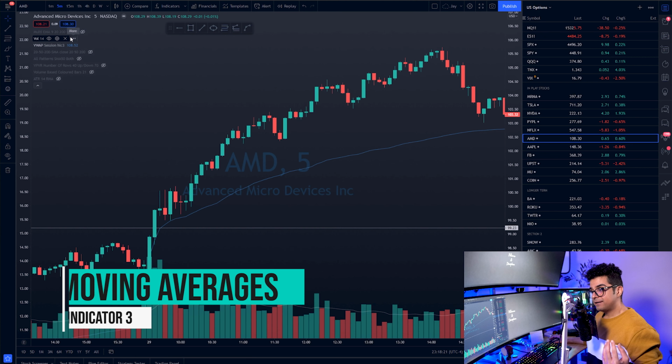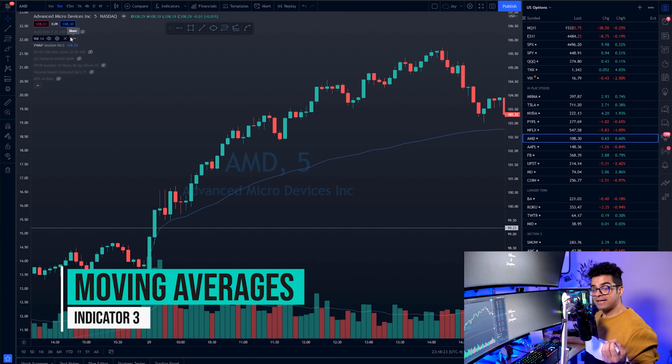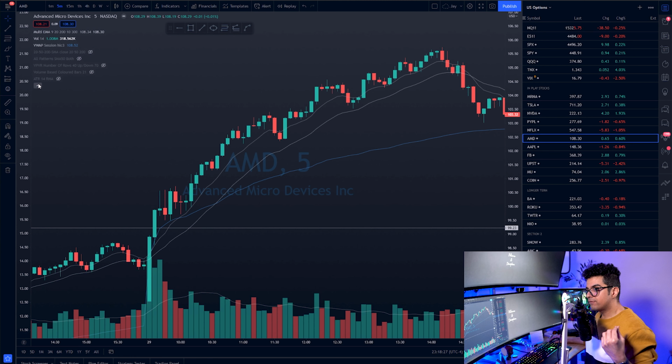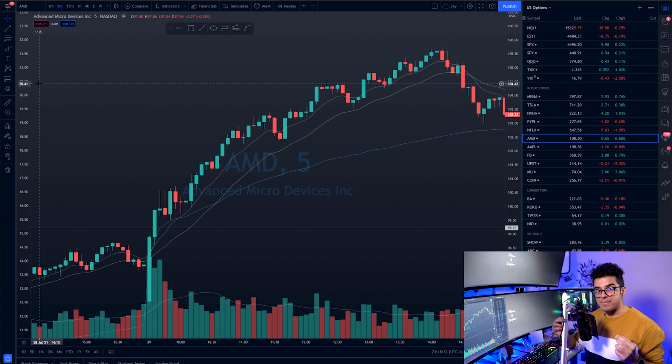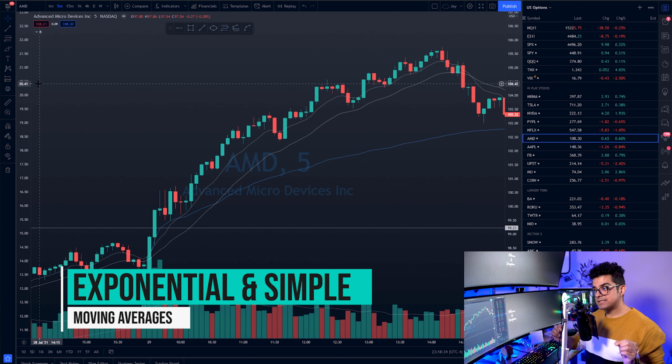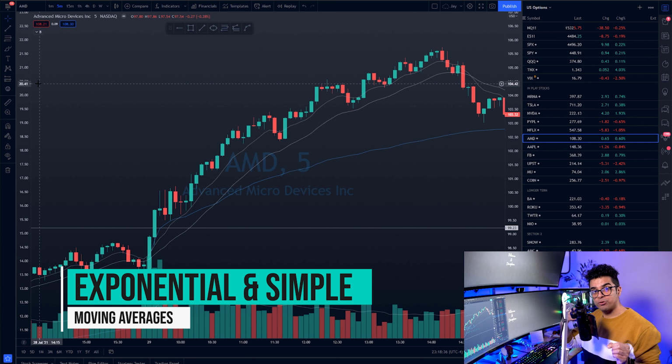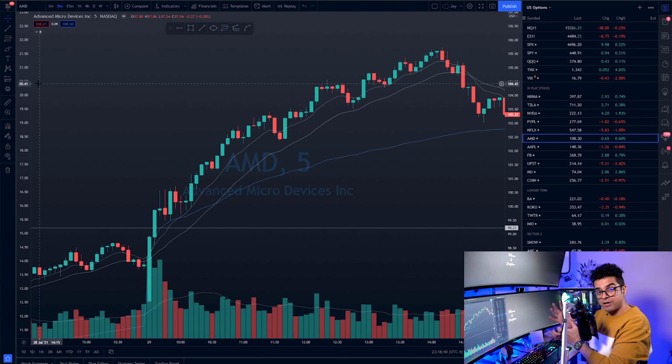The third indicator, one of the most popular indicators again, is the moving averages. I personally use the 9 and 20 EMA and 50 and 200 SMA. There are two types of moving averages. EMAs are exponential moving averages. These follow the stock price more closely compared to the simple moving averages because they give more weight to the current price of the stock. Simple moving averages give equal weight to the price of the stock.